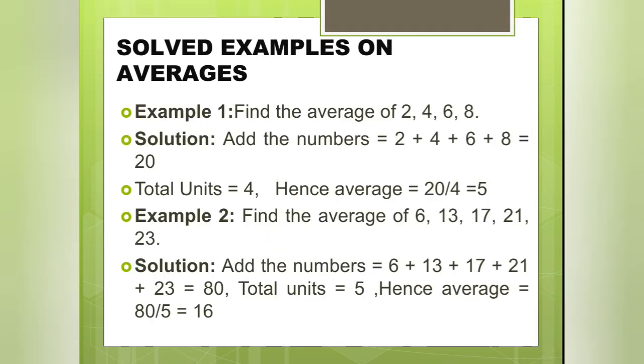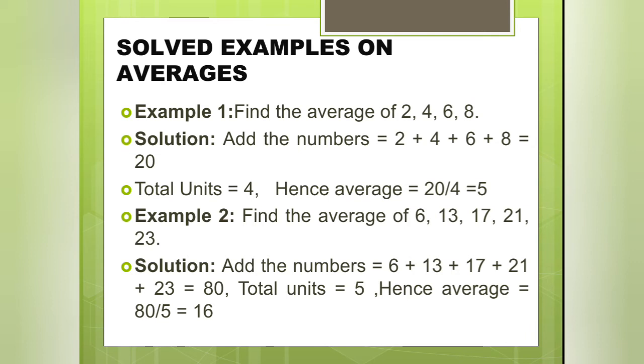There are some solved examples related to averages. The first example is: find the average of 2, 4, 6, 8. It's very simple. We just add all the numbers and divide by the total observations, which are 4. So the answer is 5. In the second example, we are given: find the average of 6, 13, 17, 21 and 23. We add all the numbers, which gives us 80, and the total observations are 5, so we divide 80 by 5, which gives us 16.